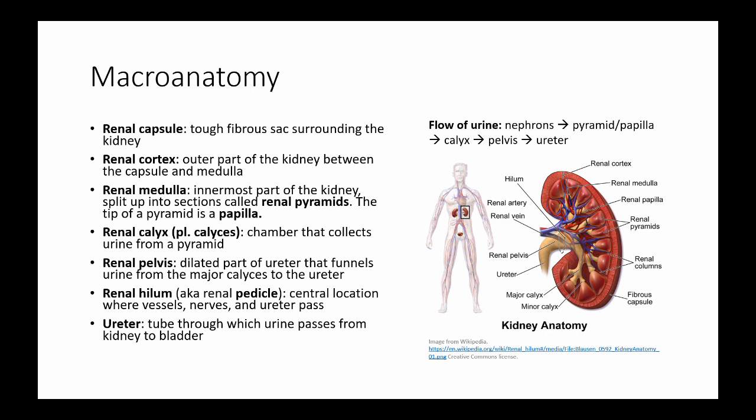The ureter is the tube through which the urine flows from the kidney to the bladder. Thus, the overall flow of urine goes from the nephrons to the renal pyramids, to the papilla, to the calyx, to the pelvis, to the ureter.